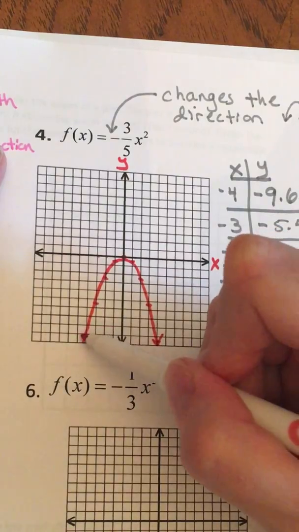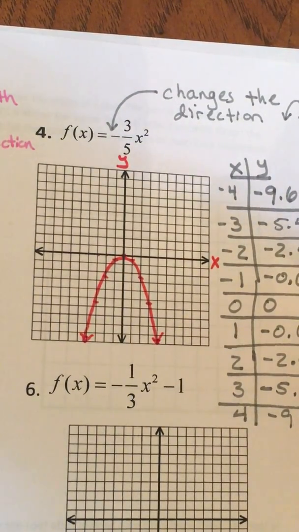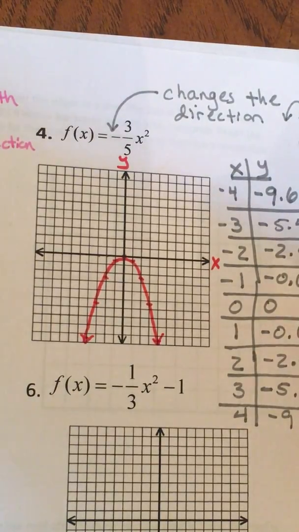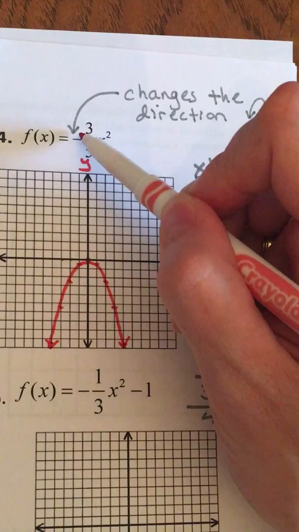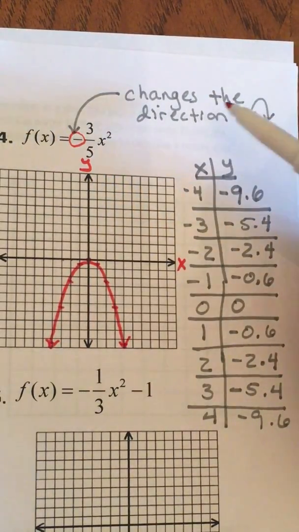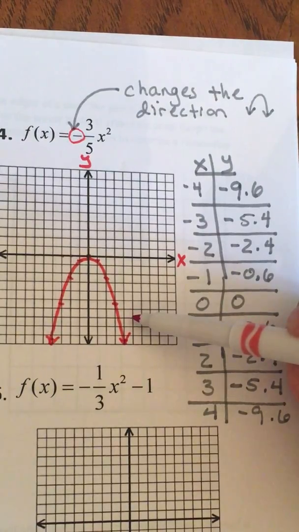And we see that this quadratic is a little bit wider. And we're going to learn in future lessons as to why it is wider. But just like we said at the beginning, this negative right here changes the direction of our parabola, so it opens downward, and it sure did.